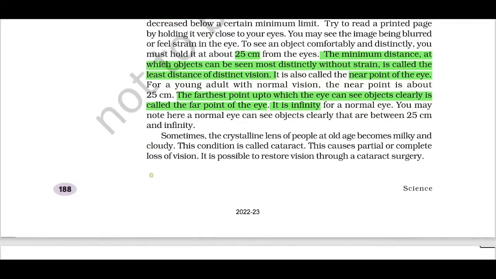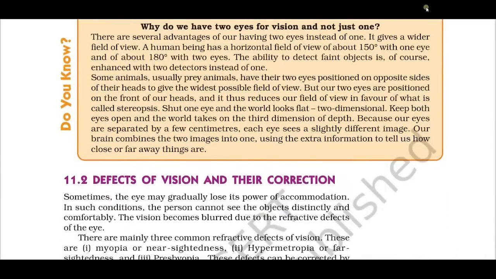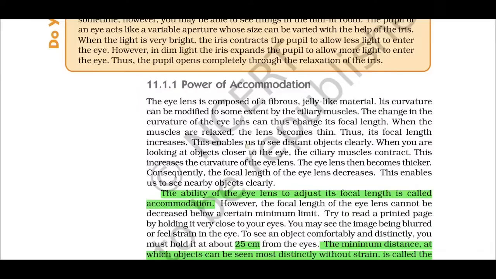Sometimes the crystalline lens of people at old ages becomes milky and cloudy. This condition is called what? Cataract. This causes partial or complete loss of vision. You can restore the vision through cataract surgery. The ability of the eye lens to adjust its focal length is called the power of accommodation of the eye. It is done by the ciliary muscles.